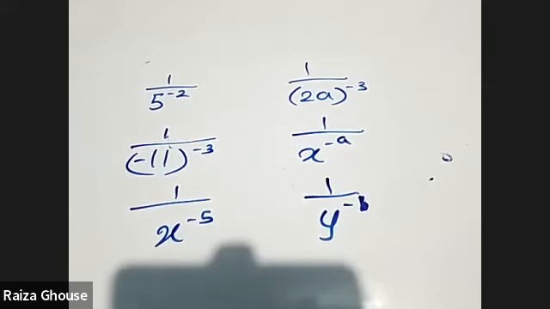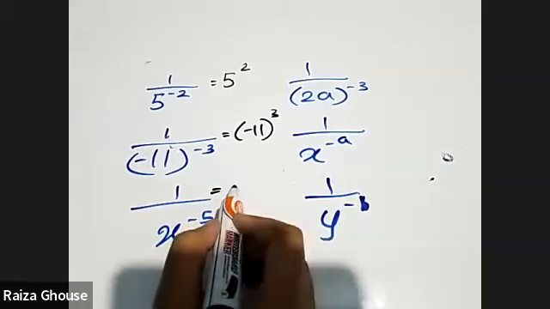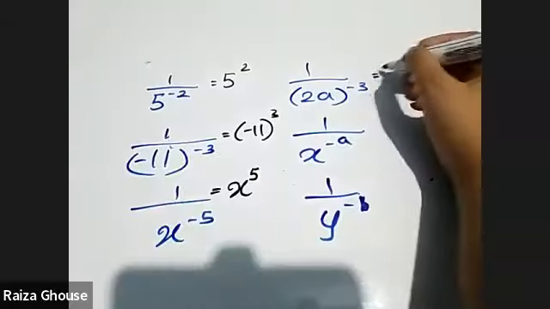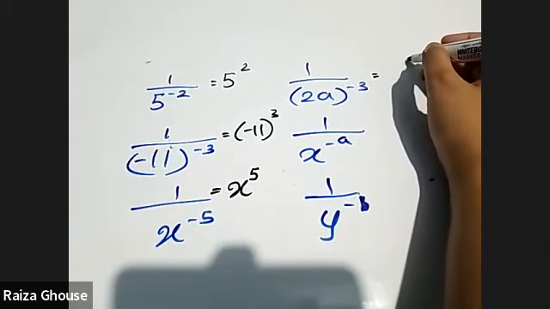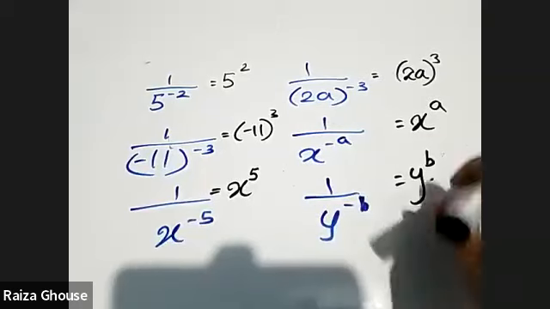Done, miss. Right, okay. Now first one answer. What is it, Sabiha? 5 to the power 2. Sahdiya, second one answer. Minus 11 to the power 3. Very good. Rukaya, third one answer. Quickly. X to the power 5. Twiska, last, fourth one answer. 2a to the power 3. Then, okay, y to the power b, x to the power a.